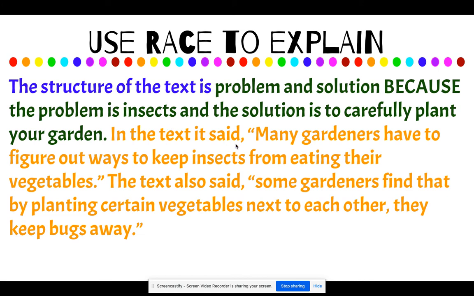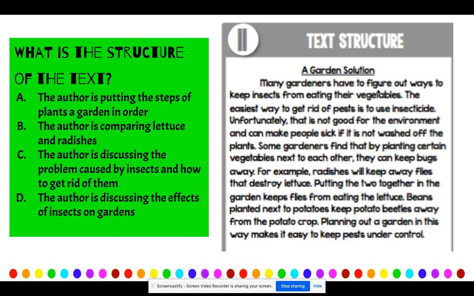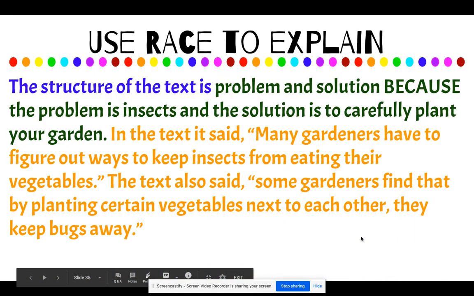I always start with my sentence stem. In the text it said, many gardeners have to figure out ways to keep insects from eating their vegetables. The text also said, some gardeners find that by planting certain vegetables next to each other, they keep bugs away. Look, kiddos, that came straight out of my passage. Right here, I'm telling you the problem. Down here, I'm telling you the solution.